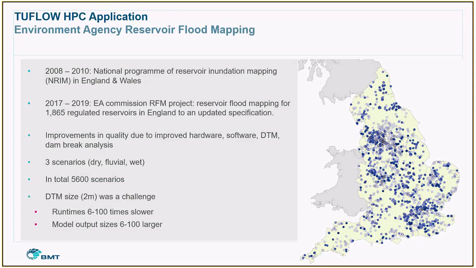So run times were 6 to 100 times slower than the original national programme, and model output sizes were 6 to 100 times larger. So the question is, although that 2 meter detail is quite useful in channels, around structures and particular floodplain features, is that 2 meter resolution needed everywhere, for instance on flat floodplains or valley sides? The key overhead in this project was the output of the same resolution throughout the whole model domain.